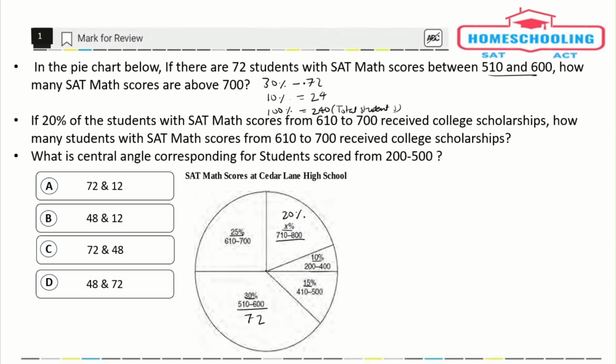As you already know, 10% is 24. So 20% would be twice 24, that would be 48. So 20% would be 48. So 48 is going to be your answer. Now moving to the next part of the question.